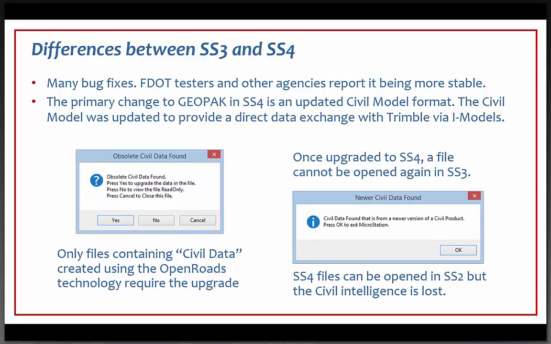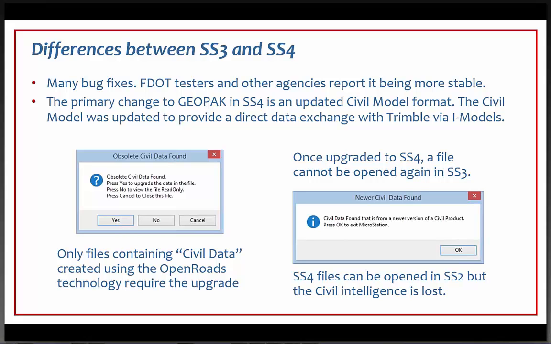So when you open files that were created in SS3 with the SS4 version of GEOPAK, you'll probably get a dialog warning you that obsolete data has been found. And that's really only in the cases where you were using any of the new Open Roads tools. If you open up an SS3 file, say a typical section that doesn't have any Open Roads data in it, it won't care. The MicroStation format's the same. It's going to come forward.